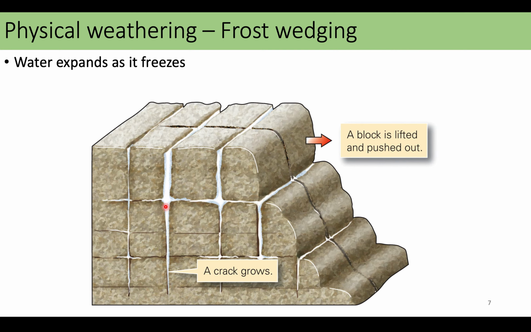Another type of chemical weathering is called hydration. So this is where water is actually absorbed into certain minerals. So there are certain minerals that can absorb water into the crystal structure of the mineral. For the most part, this causes minerals to expand. This generally will also very much weaken the rock.